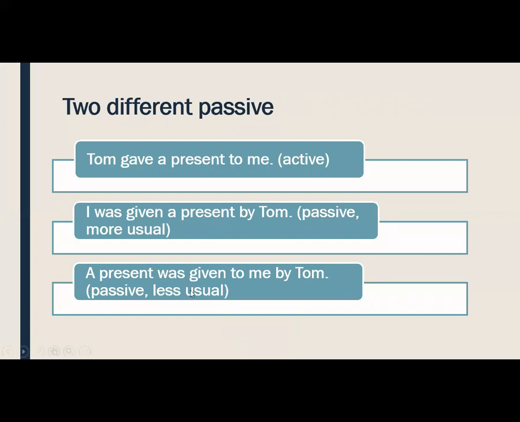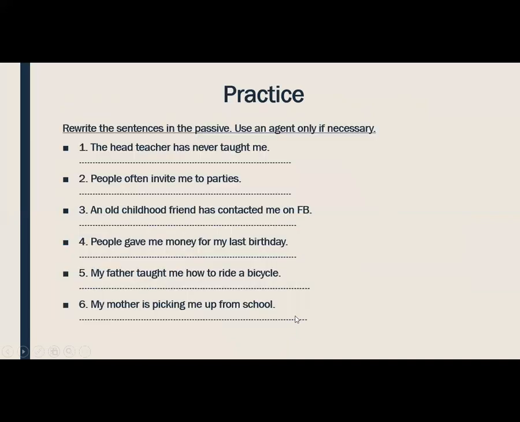Let's take the example Tom gave a present to me, active voice. And we can say, I was given a present by Tom in the passive voice, which is more usual. Another way of expressing ourselves in passive is a present was given to me by Tom, but this is less usual. And this is time for practice.